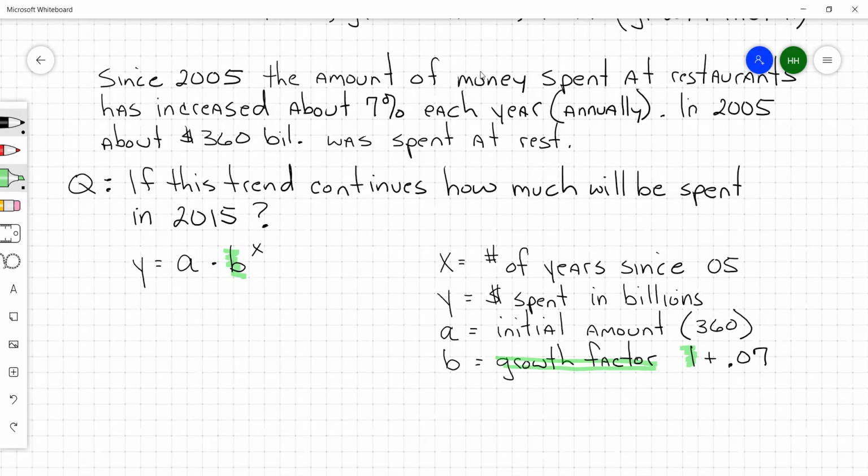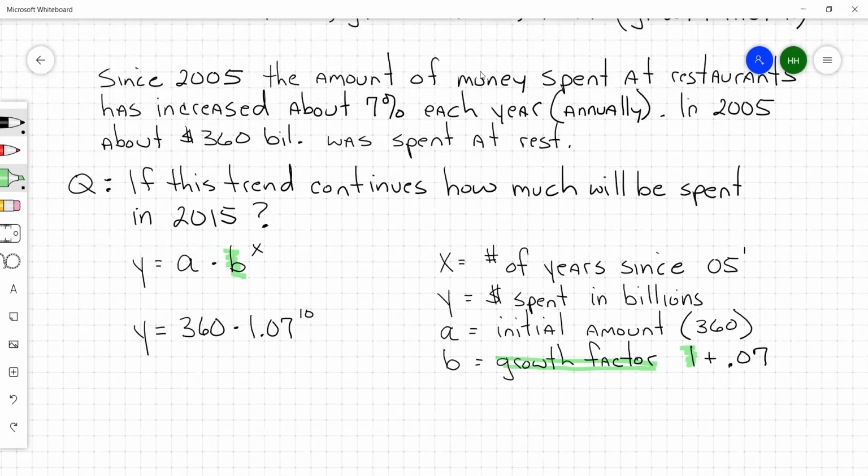All right, so now we can substitute. We can say that y is equal to our a, which is 360, times b, which is your growth factor, 1.07, raised to the number of years since 05. If we're looking for this trend to continue, we're trying to find out how much will be spent in 2015. Well, that's 10 years from 2005. So our exponent here is going to be 10.